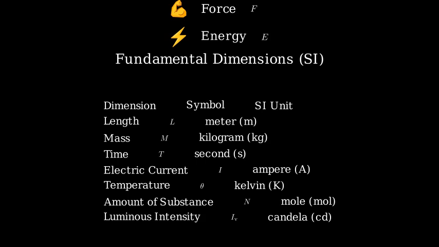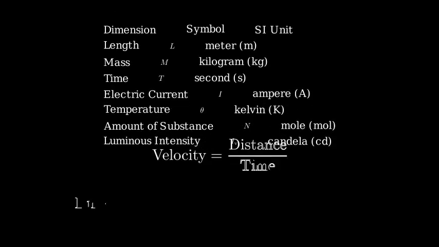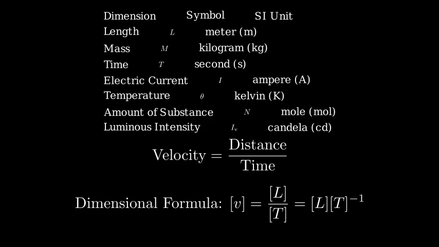substance, and luminous intensity. Now, let's explore how the dimensions of derived physical quantities can be expressed in terms of the fundamental dimensions. Derived quantities like velocity, acceleration, force, and energy can be expressed using the fundamental dimensions of length, L, mass, M, and time, T. For example, velocity is distance divided by time, so its dimensional formula is LT^-1.